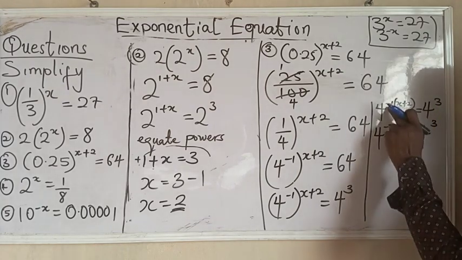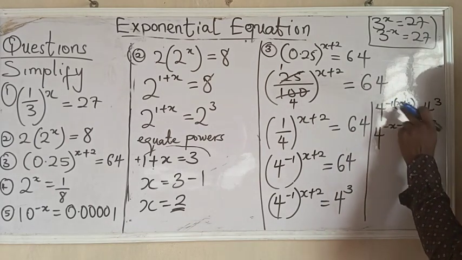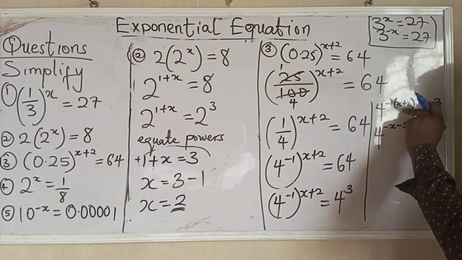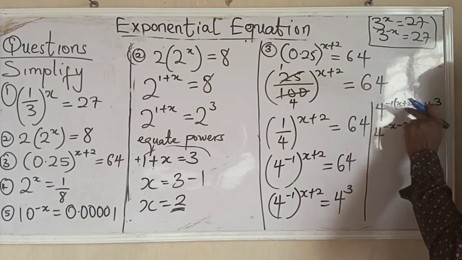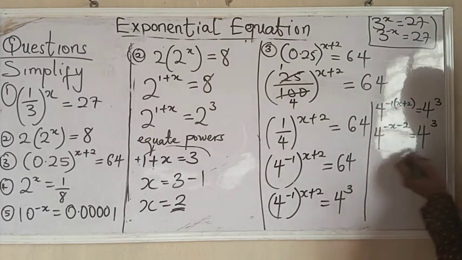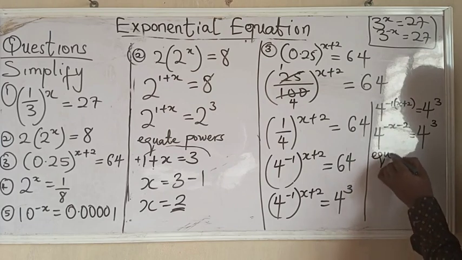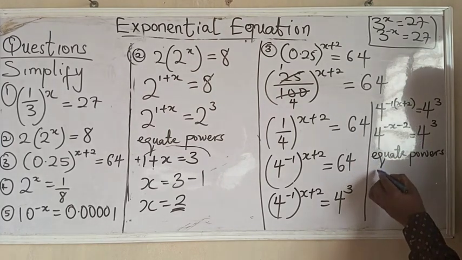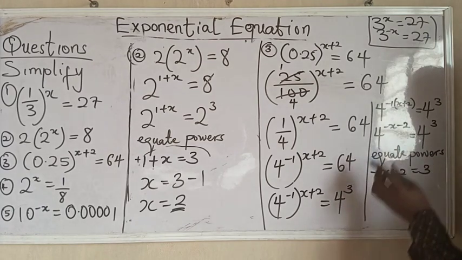Can you see? Look at it. Minus 1 times x is minus x. Anytime you see a negative sign outside, please make sure you multiply with the positive sign inside. Minus times plus is minus, 1 times 2 is 2. So now you can see that the bases are equal. So we now equate powers. So we have minus x minus 2 equals 3.